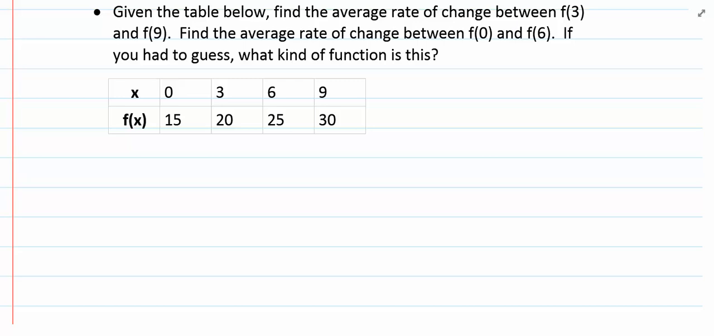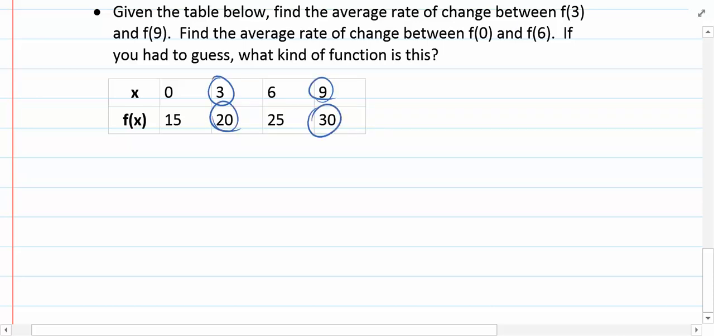Before we finish out the video, I do want to take a look at the ability that we have to calculate slopes between 2 points in a table. Now, given this table below, we need to find the average rate of change between f of 3 and f of 9. So here's 3 and here's 9. Here's f of 3 and here's f of 9. This is exactly the same as a y value. Y is often used to replace f of x and vice versa.